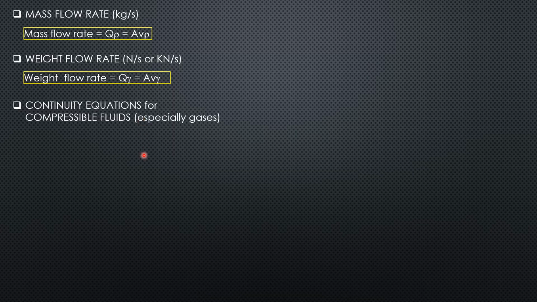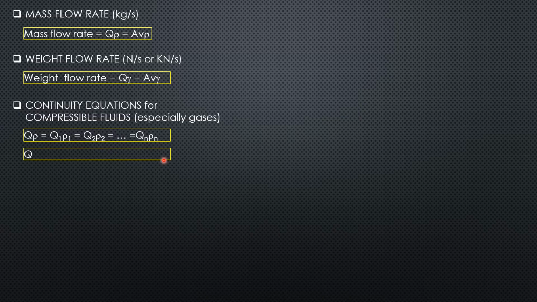Then continuity equations for compressible fluids, especially gases. So it is either mass flow rate constant or weight flow rate constant. That is, Q rho equals Q1 rho 1 equals Q2 rho 2 equals Qn rho n. Or Q times gamma equals Q1 gamma 1 equals Q2 gamma 2 equals Qn gamma n.